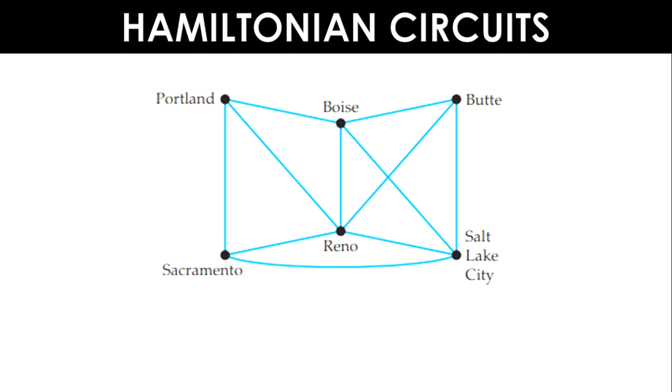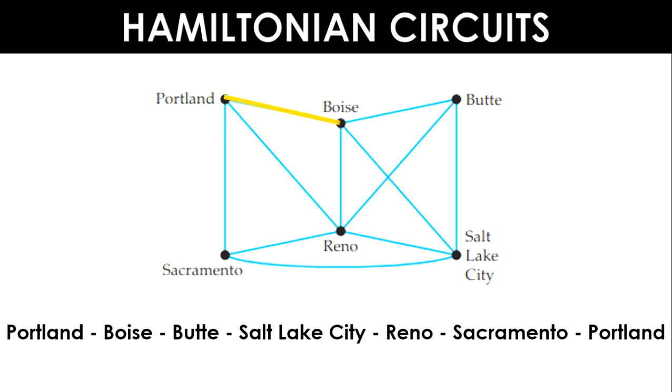The graph below shows the available flights of a popular airline. An edge between two vertices in the graph means that the airline has direct flights between the two corresponding cities. So let's try to identify whether it has a Hamiltonian circuit or not. We have here Portland, Boise, Butte, Salt Lake City, Reno, and Sacramento. As you can see here, it actually has a Hamiltonian circuit. Once you start with Portland, you go to Boise, then to Butte, Salt Lake City, Reno, Sacramento, then you end up at Portland.